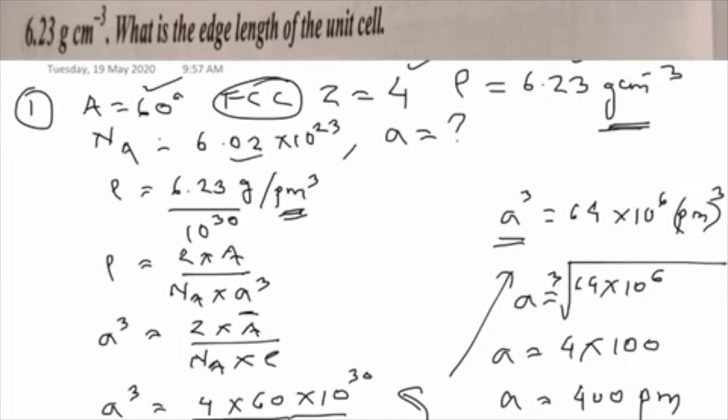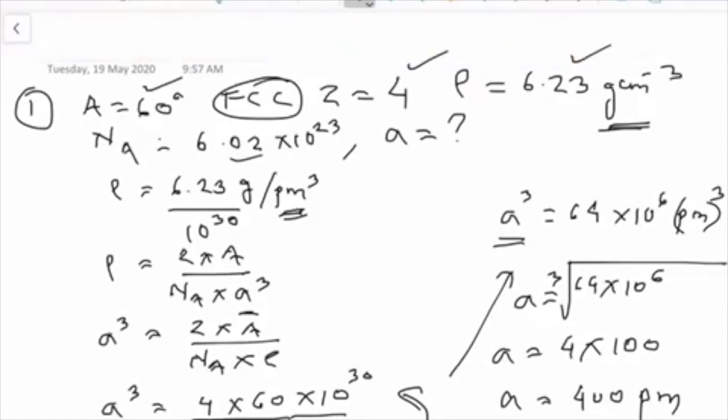This is the first type of question, where you are asked to find the edge length. Again, I am repeating, in some other cases edge length will be given to you and you may be asked to find density, or as I said, out of those 5 things, 4 things will be directly or indirectly given to you and you have to find the fifth one. Okay, now let us see a little different kind.